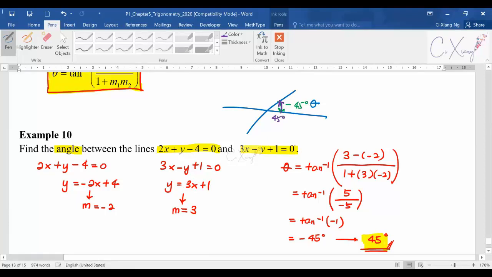Again, the magnitude of the angle itself is only 45. As I said, the negative means the direction in which you measure the angle. So although you get negative 45 when you press calculate, the answer is still correct. You can straight away change it to the positive value if they are asking this kind of question. So this is one of the examples that we have for finding the angle between two straight lines.